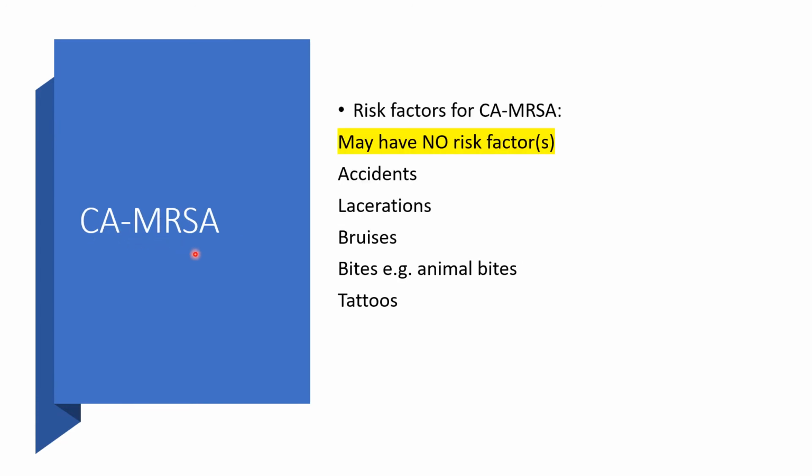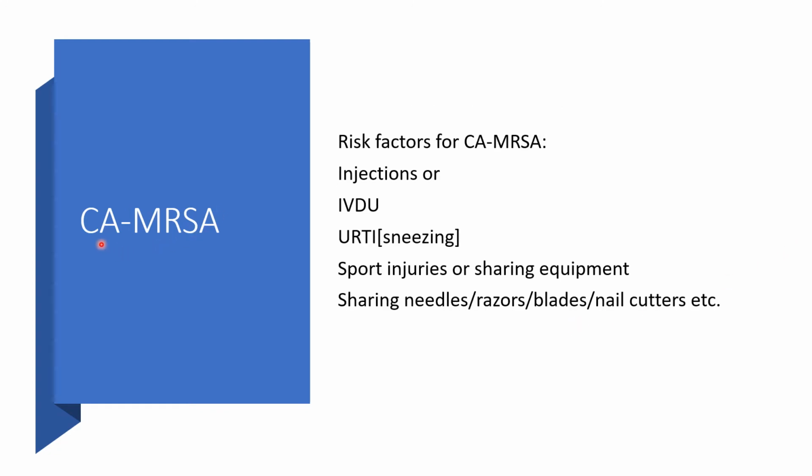Now, the community-associated MRSA. Let's go through the risk factors here. And I'll do that very quickly. But the surprise is that there may be no risk factor or factors. Then, it could be as a result of accidents, lacerations, bruises, bites from animals, tattoos. Other risk factors for community-associated MRSA will be injections, IVDU, upper respiratory tract infection, particularly sneezing, sport injuries or sharing equipment, sharing needles, razors, blades, nail cutters, and the list goes on.